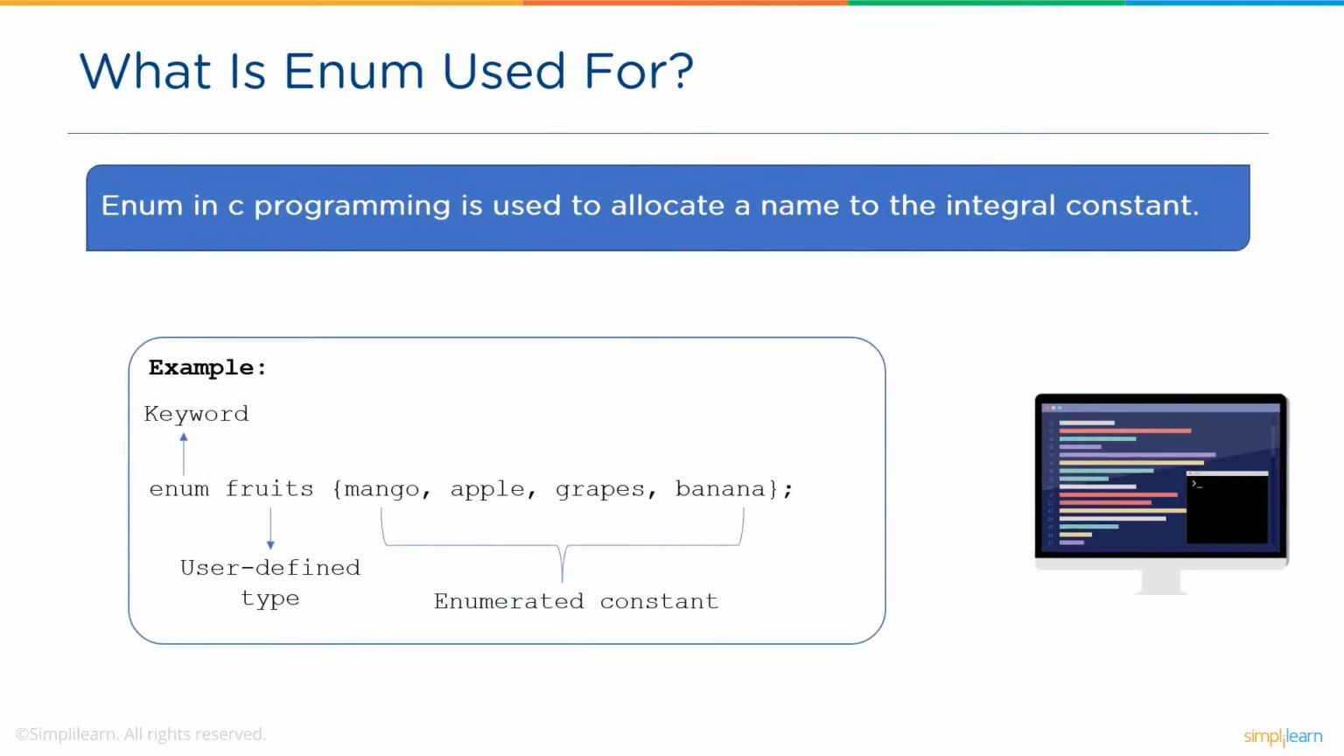In the example given below, we have enum as a keyword, fruit as a user-defined data type, followed by enumerated constants mango, apple, grapes, and banana inside the curly brackets. Since this list of enumeration constants comes under the category of fruits, we have fruit as a user-defined data type, which is possible with the help of the keyword enum. Alright.